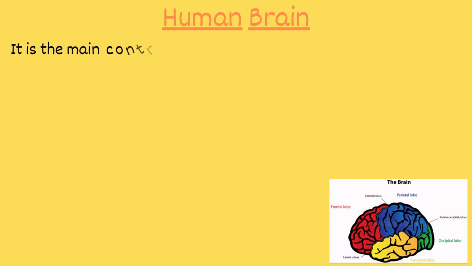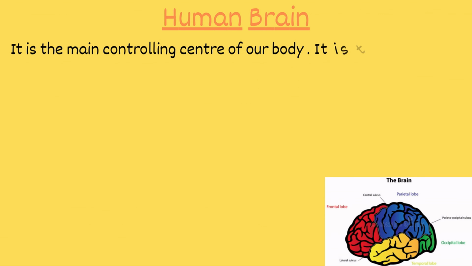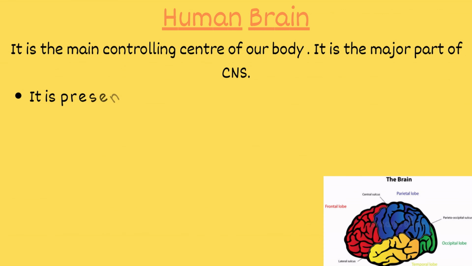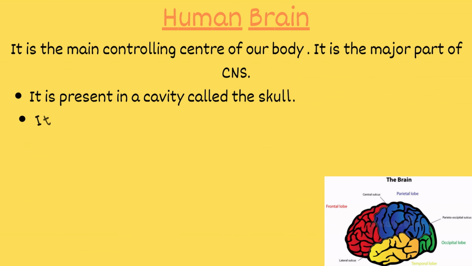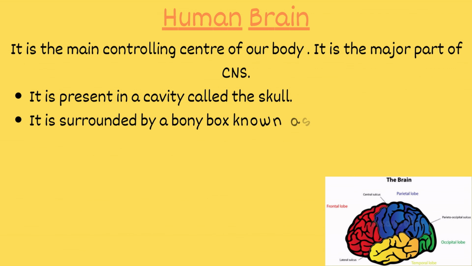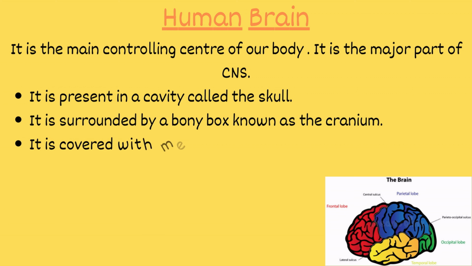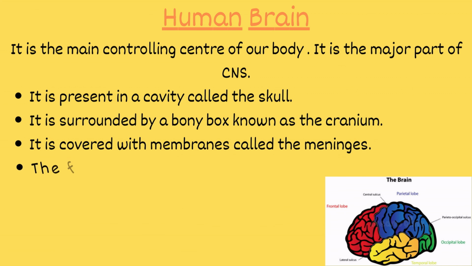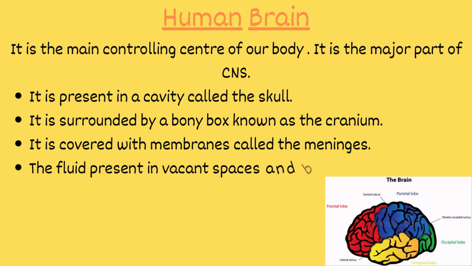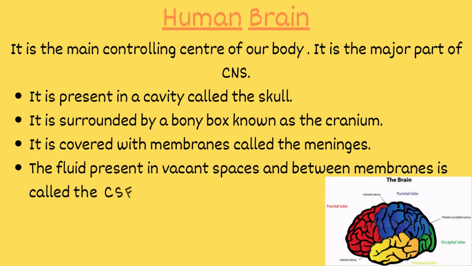Human brain. It is the main controlling center of our body. It is the major part of the CNS. It is present in a cavity called the skull. It is surrounded by a bony box known as the cranium. It is covered with membranes called the meninges. The fluid present in vacant spaces and between membranes is called the CSF, cerebrospinal fluid.